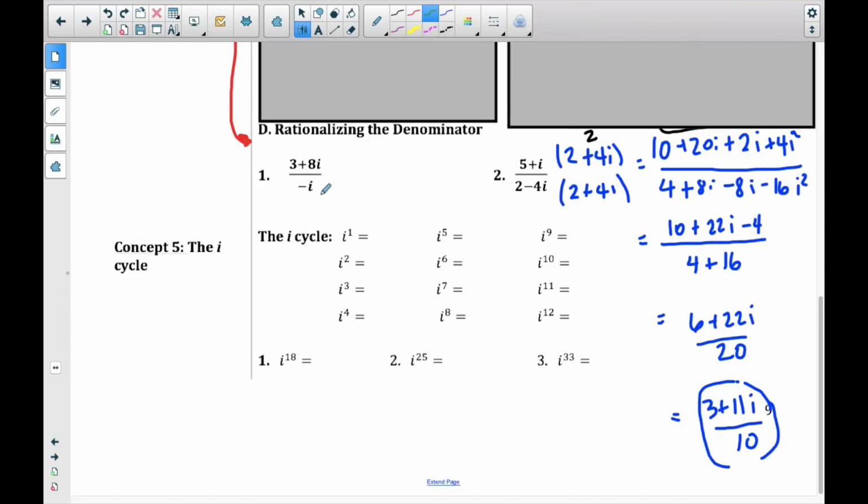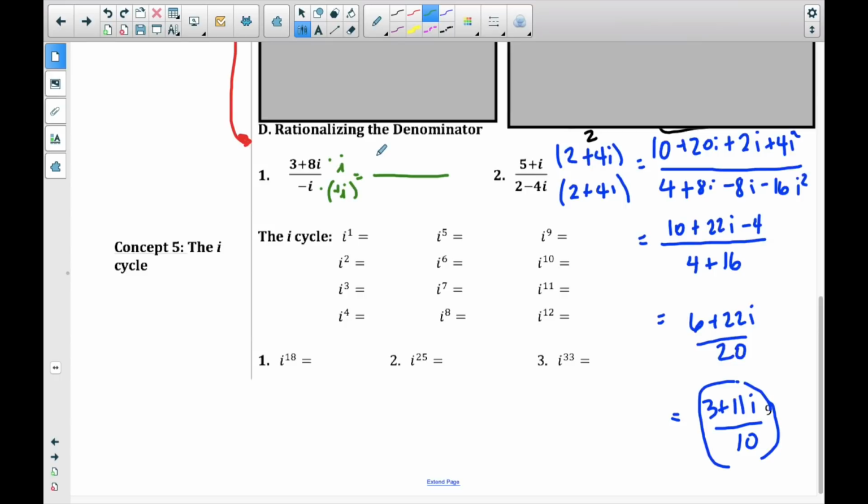The reason I wanted to do number 2 first is because that denominator looks a lot more like what we're used to. Number 1 is actually a little bit shorter, but it looks different. So you just aren't quite as ready for it maybe. But I think we can do it. So we have a negative i. The complex conjugate for a negative i is a positive i. Now remember, we're multiplying here. So we're going to multiply the numerator and the denominator by a positive i.